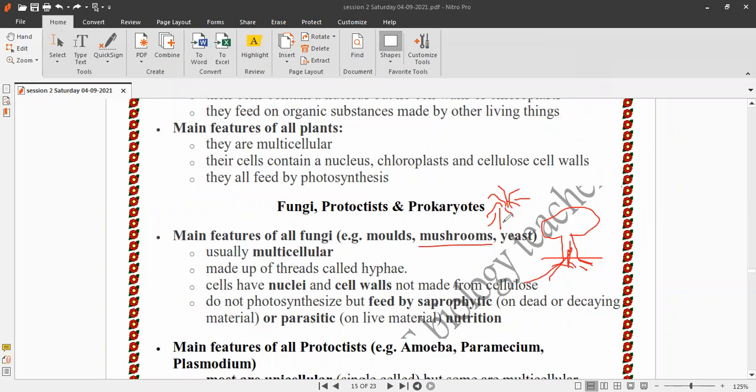What's the name of the cell wall of the fungi? It's written that it's not made from cellulose. What is it made from? Maybe from pectin. Okay, sir, thank you. Yeast is a fungus that does not have hypha. And also here, maybe the cell wall is from glycoprotein.